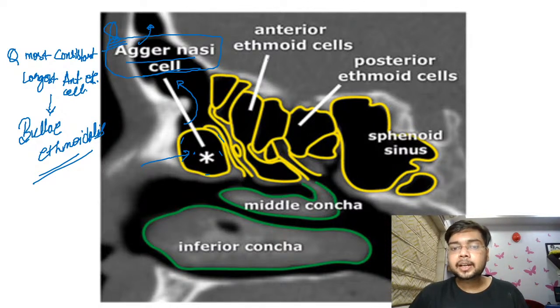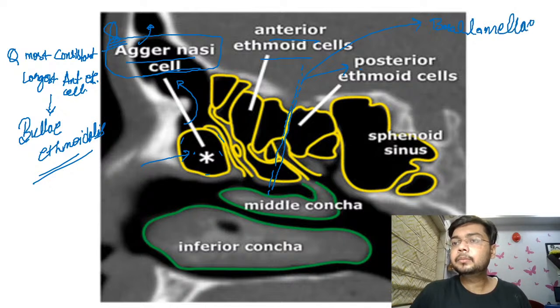Here in the CT scan picture, which is the sagittal section, you can see anterior ethmoidal cells, and from here you can see the posterior ethmoidal air cells. So anything behind this line is the posterior ethmoidal air cell. So what is this line? I have been talking about this line again and again. This is the basal lamella.